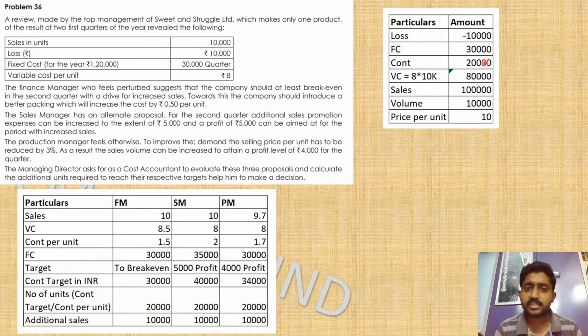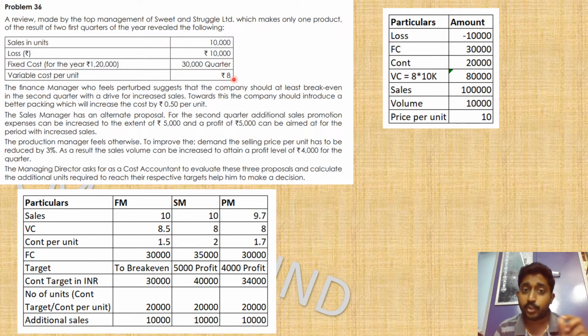So what is the first detail that is given? A loss of 10,000 is given. The fixed cost for that quarter, which is the first quarter, is given as 30,000 rupees. So profit plus fixed cost will give you the contribution. In this case it is a loss, so I have given a minus. So minus 10,000 plus fixed cost of 30,000, 20,000 is the contribution.